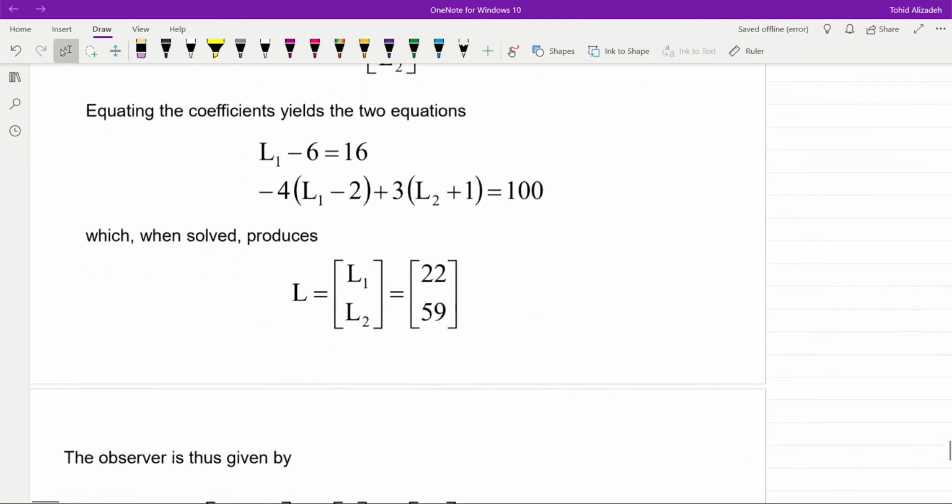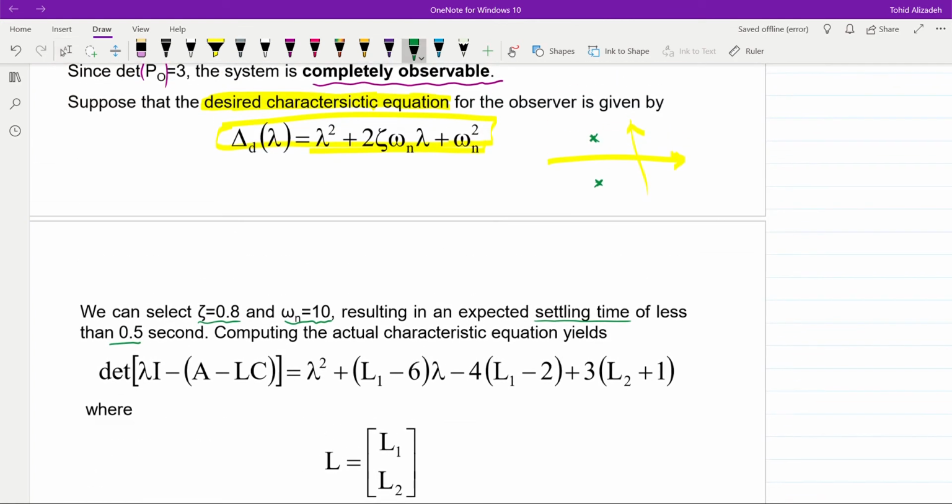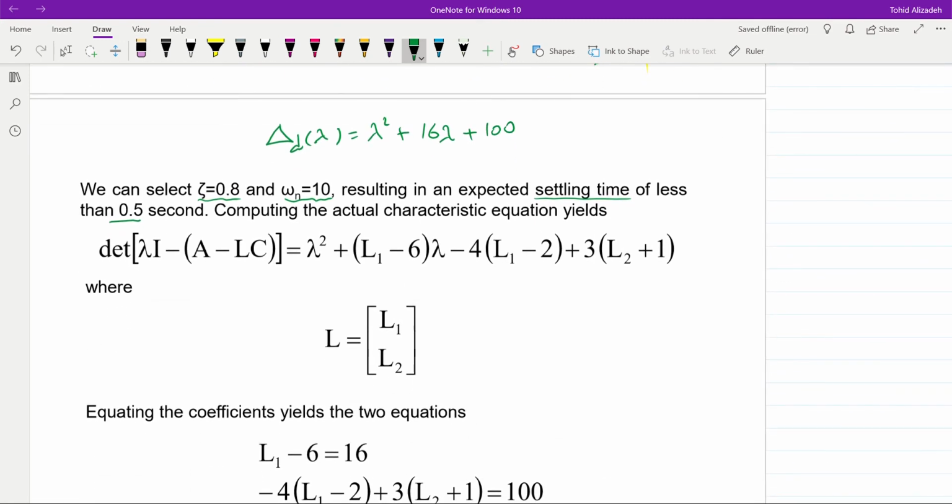So the desired characteristic equation will be equal to lambda squared plus 16 lambda plus 100. On the other hand, for the observer, we have the characteristic equation obtained by finding the determinant of lambda I minus A minus LC. It will be given in this form. For L, we have it in the form of a column vector with L1 and L2 as the components. And then we can equate these two in order to obtain the values for L1 and L2.